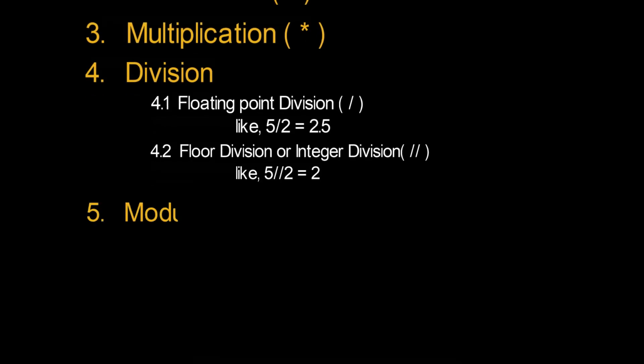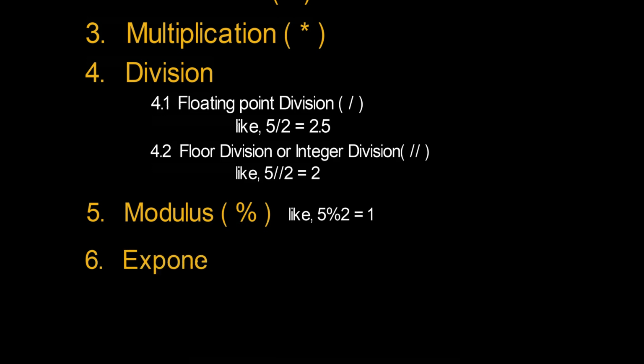Fifth, we have modulus, which gives the remainder. It is represented by the percentage symbol. For example, if we write 5%2, it will give the remainder, which is 1. Sixth, we have exponential. It is the power of. It is represented by double star. So if we write 3 double star 2, it will give 3 to the power of 2, which is 9.